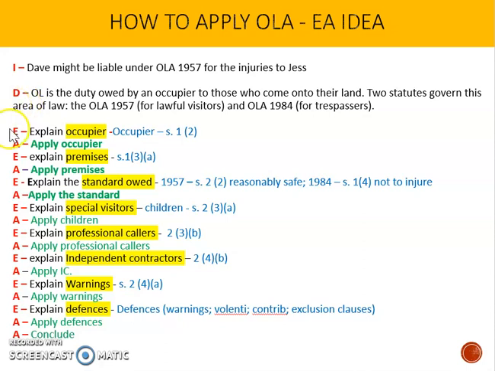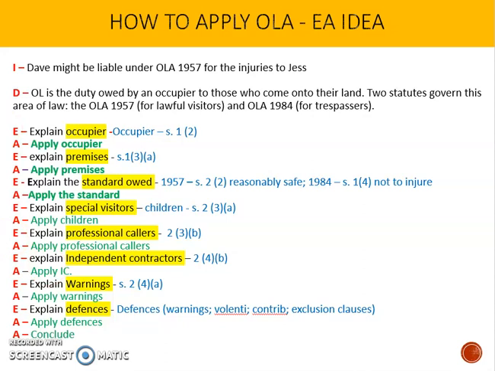And then I go on to my E and I explain occupier. But then I apply it. So using this structure, I explain an element, so explain occupier under section 1(2), Wheat v Lacon, then apply it to your scenario. Then explain premises and apply it to your scenario. Explain the standard owed and apply it to your scenario. Explain children, apply children. Explain professional callers, apply professional callers. Explain independent contractors, apply independent contractors. You get the point. So it's EA throughout.